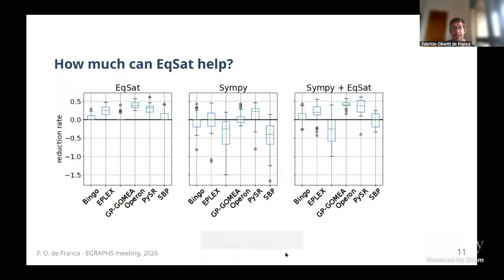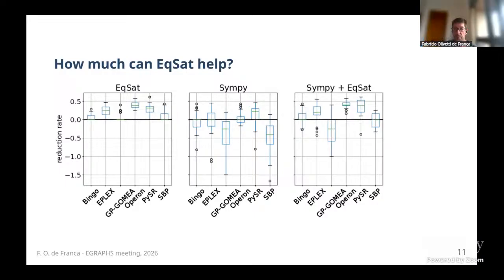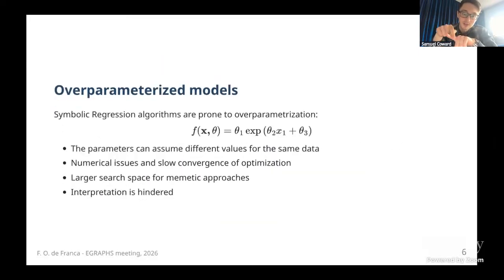Fabricio, can I ask one question? Yes, of course. You showed the example of the exponent, and you had plus some θ3, right? And you can factor it out and presumably collapse it into θ1. Exactly. What equality saturation rule is doing that θ1 times e to the θ3 can be merged into a new parameter?